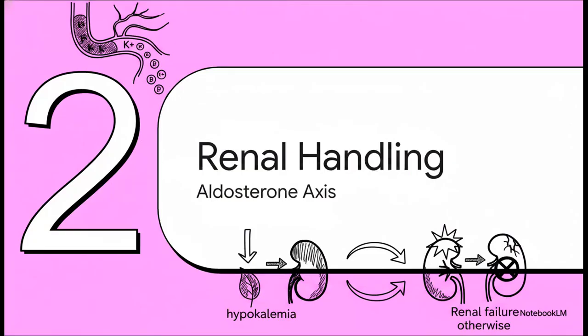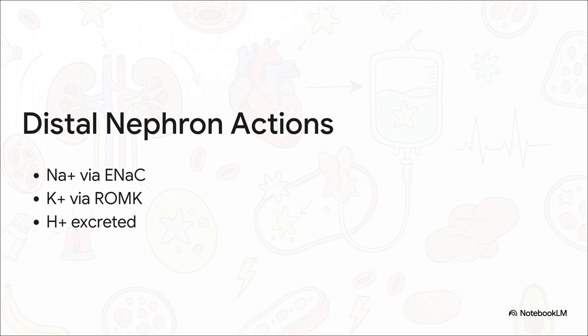Section 2. Renal handling and aldosterone. Moving from the cell to the nephron, we need to lock in a cardinal diagnostic heuristic. Severe hypokalemia is renal loss, and severe hyperkalemia is renal failure unless proven otherwise. Your kidneys are responsible for 90 to 95% of potassium excretion, and the regulatory command center for all of this is the aldosterone-sensitive distal nephron.